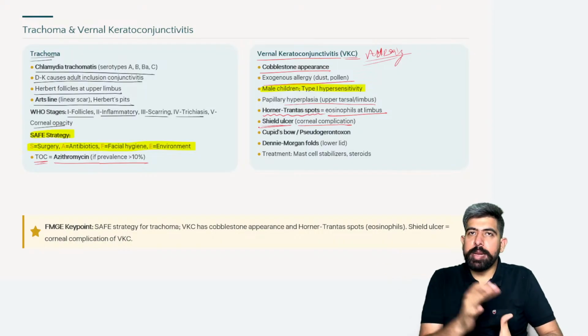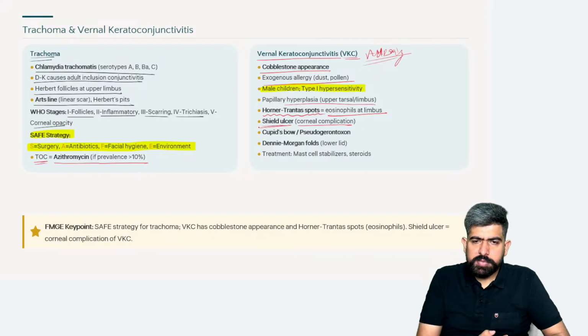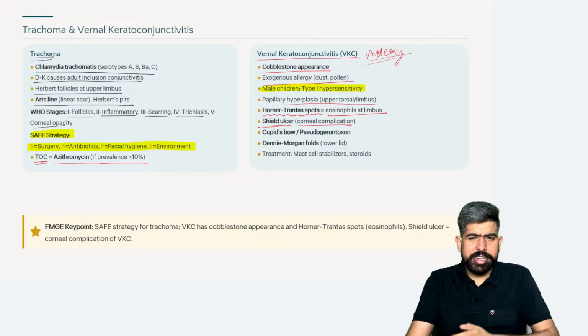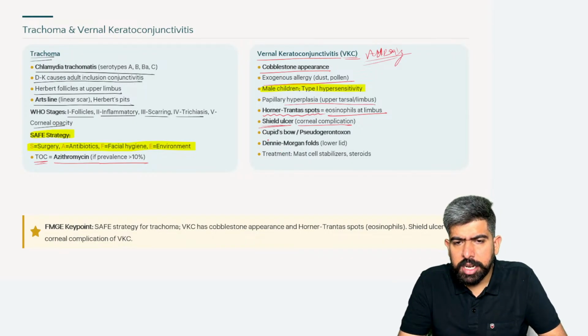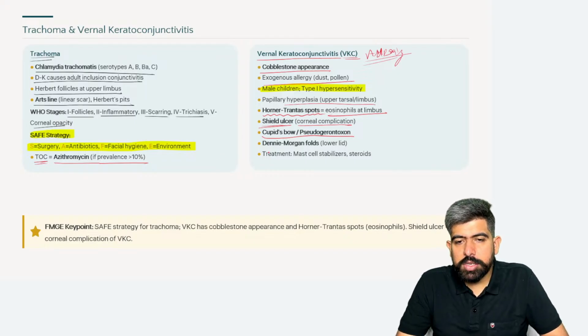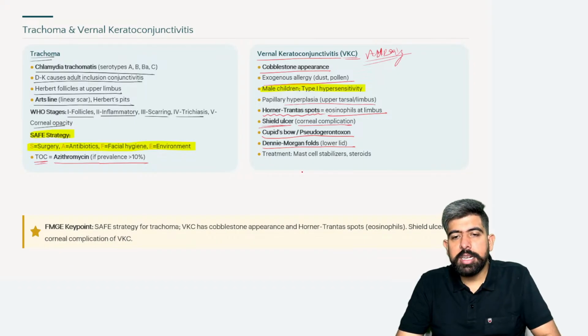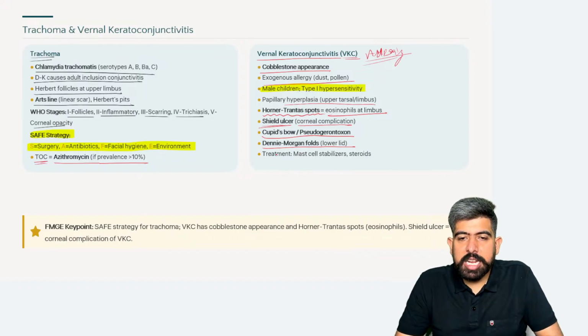सबसे पहले epithelium will be getting eroded, and slowly it will become a shield ulcer, which we can say is a non-healing ulcer, right? It can start as a non-healing ulcer. Also, there will be Cupid's bow or maybe pseudo-gerontoxon can be seen over there, and the Dennie-Morgan folds will be on the lower lids, right? On the lower lid, we are going to see the Dennie-Morgan folds over there.